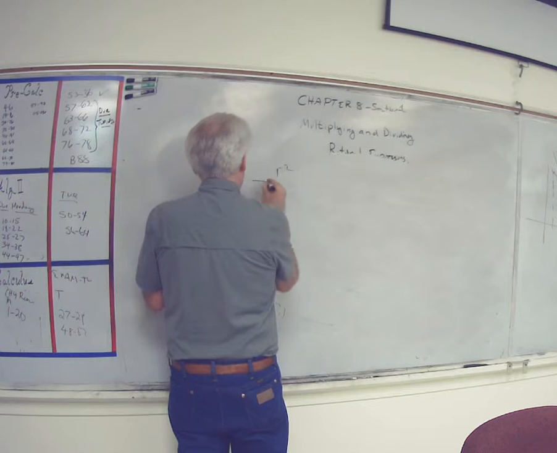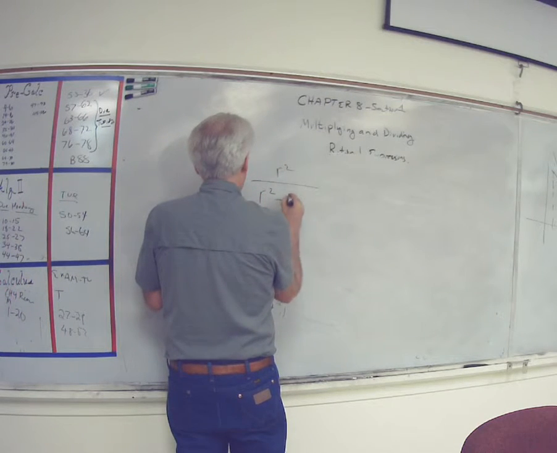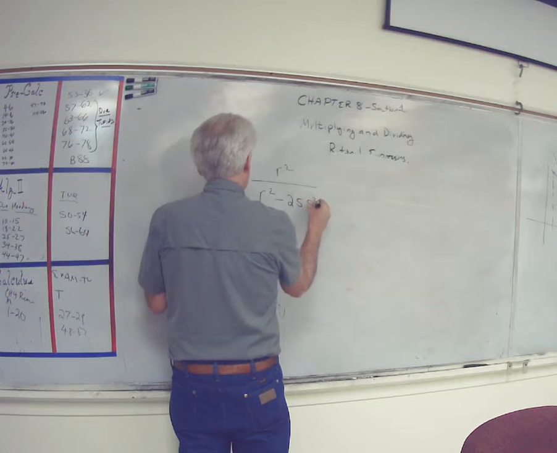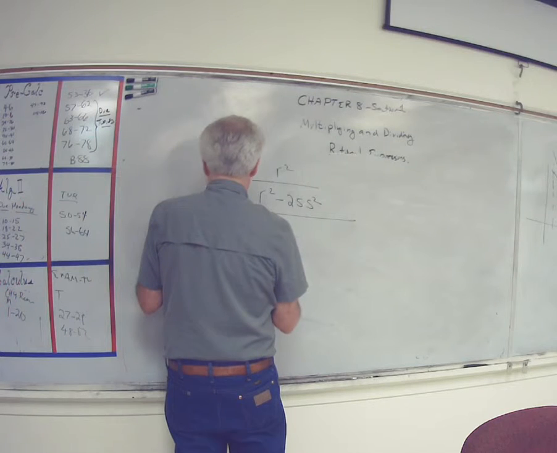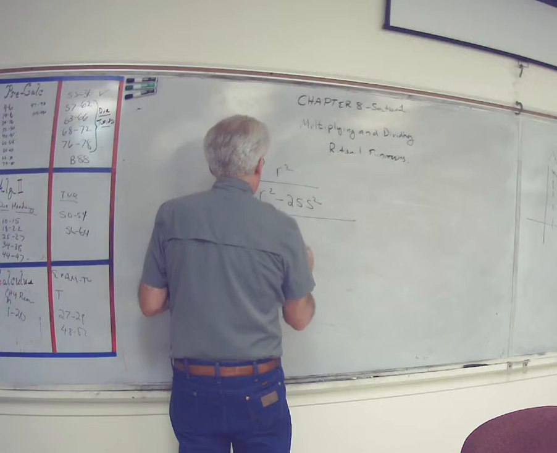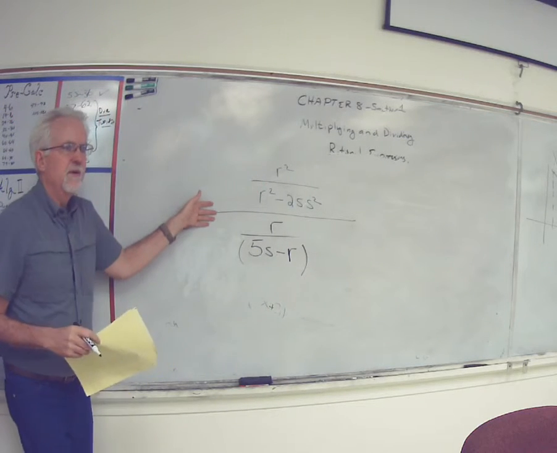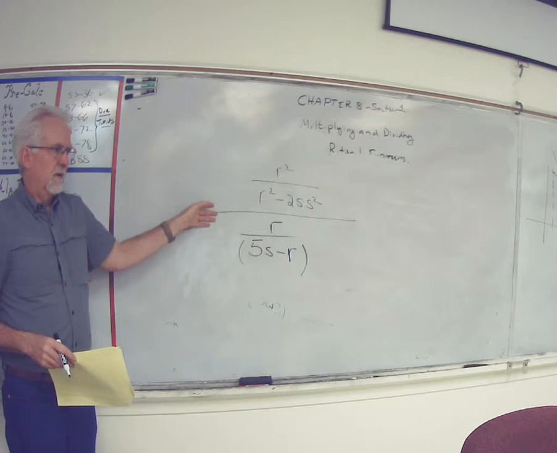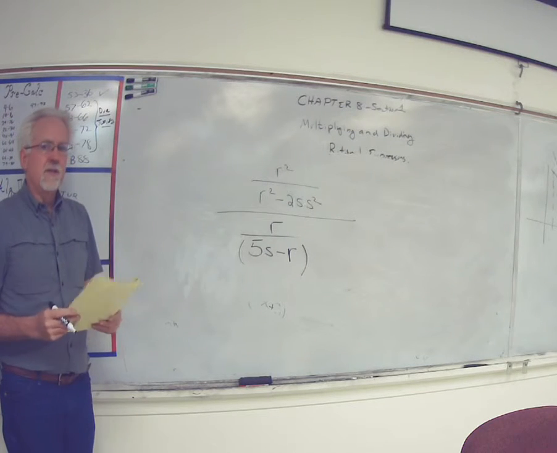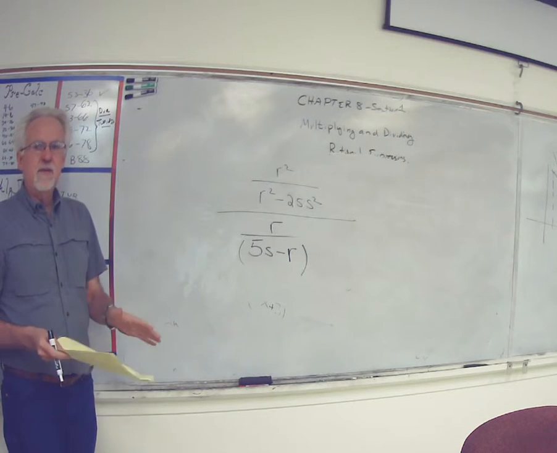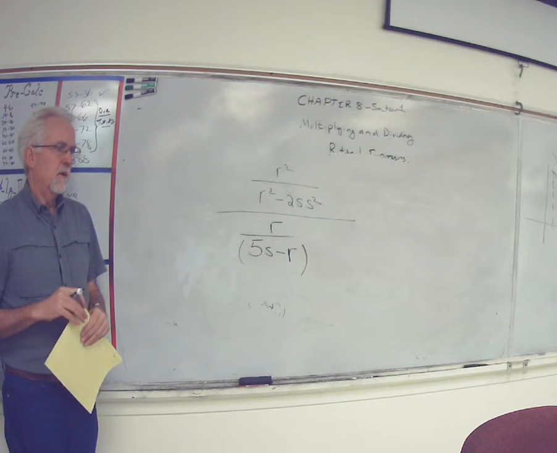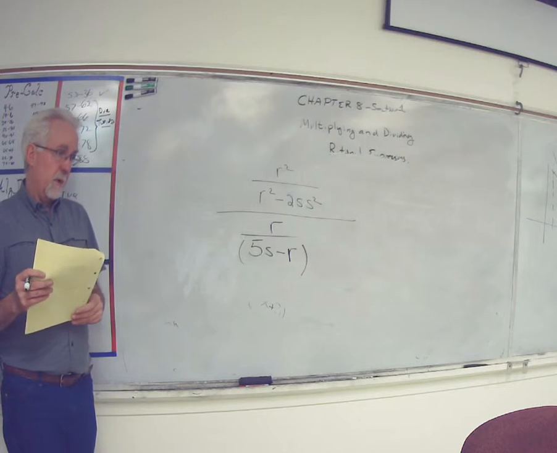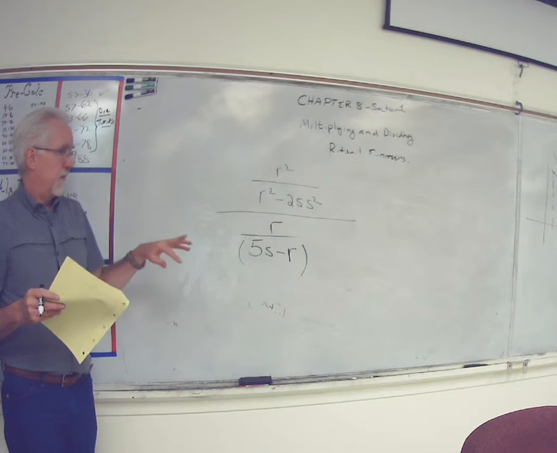R squared over R squared minus 25S squared, over 5S minus R. Oh my goodness, why do we hate this one? Because it's a complex fraction. It's like a 4-level fraction. Before we try to do anything else, what should we try to do? You just multiply by the reciprocal of the bottom. And what do we call the bottom? Denominator.